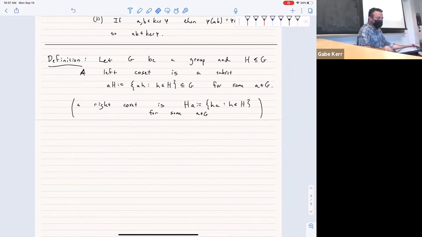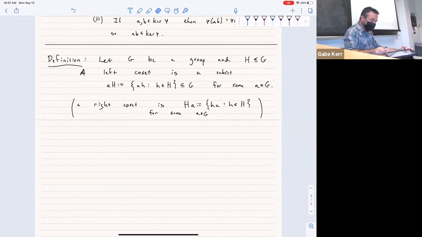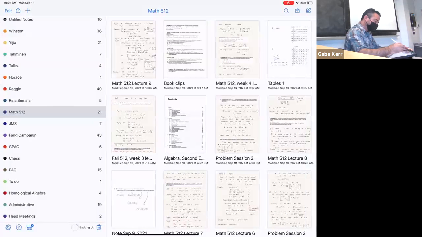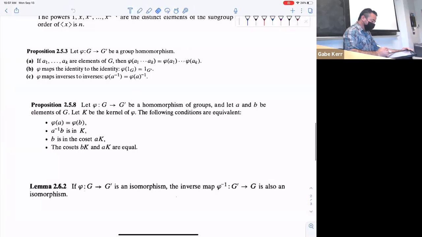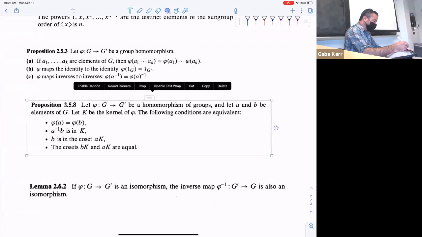So the reason I want to define that is I want to look at another proposition, and I'm not going to spend long on it. We can just look at maybe one of the many implications, but it's one of those things we'll come back to. So I'd like people to read about it. The proposition 2.58.